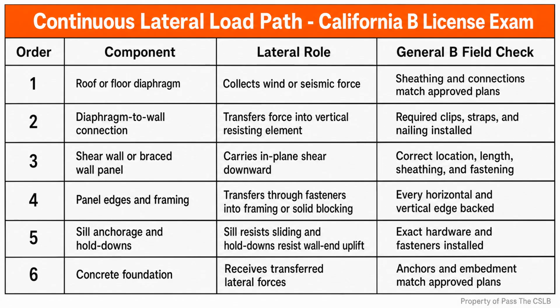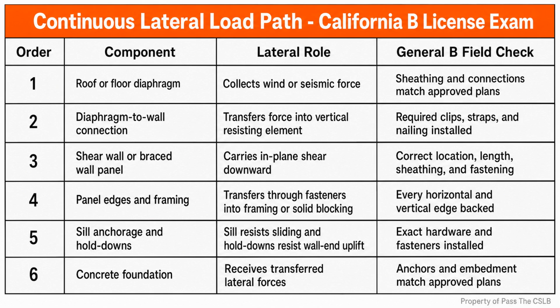A roof or floor diaphragm acts like a broad horizontal collector. It gathers lateral force and delivers that force to vertical resisting elements. Those vertical elements may be prescriptive braced wall panels or engineered shear walls. From there, the force continues through the wall sheathing, edge fasteners, framing, sill connection, anchor bolts, hold downs where specified, and finally into the foundation.